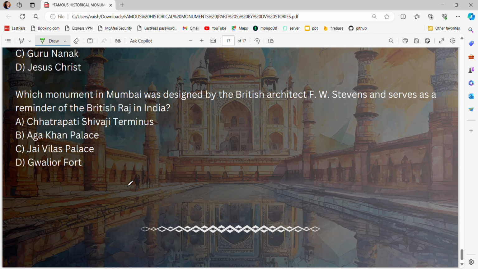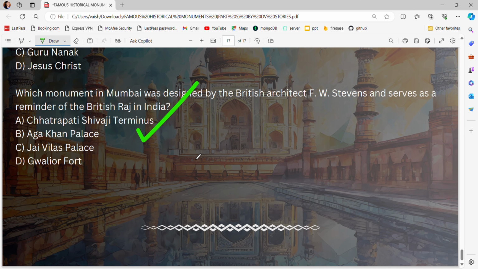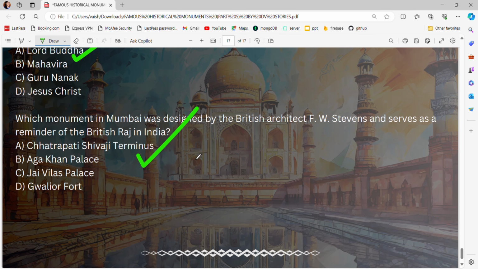Next, which monument in Mumbai was designed by the British architect F.W. Stevens and serves as a reminder of the British Raj in India? And here the options are Chhatrapati Shivaji Terminus, Aga Khan Palace, Jaivilas Palace, Gwalior Fort. Here the answer is Chhatrapati Shivaji Terminus.